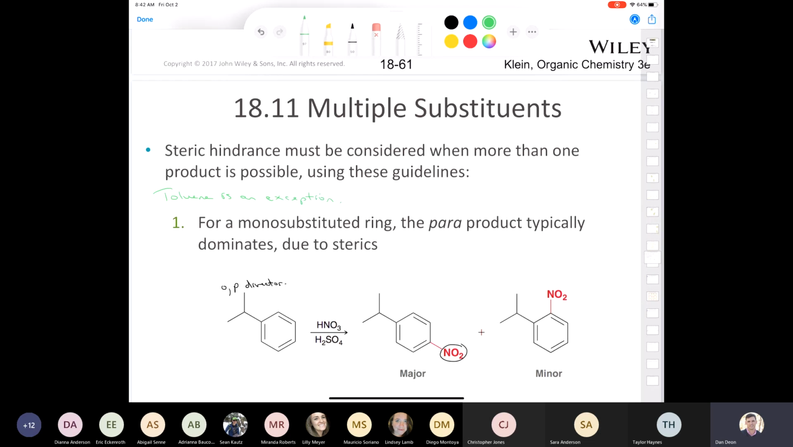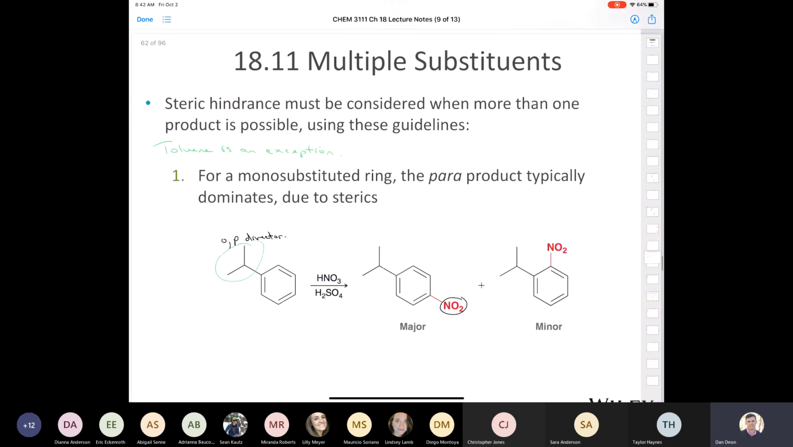Because if you think about it, at the very beginning of this lecture, we looked at the nitration of toluene, and we saw that the ortho substituted product was the major product, and that was just based on the methyl group being so small, but an isopropyl group is much bigger, and so the para substitution is going to predominate. Okay, let's move on from there.